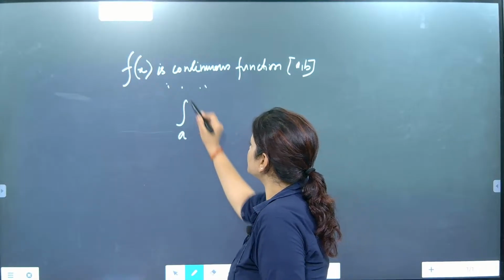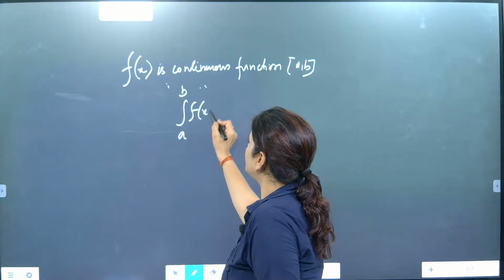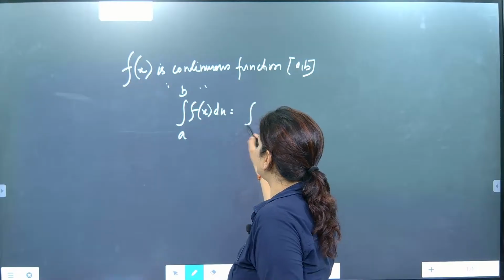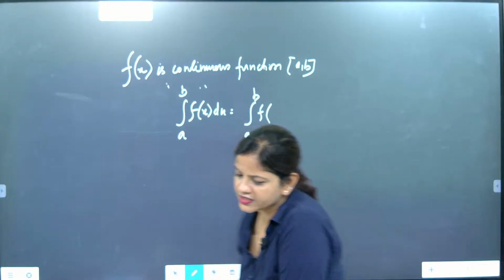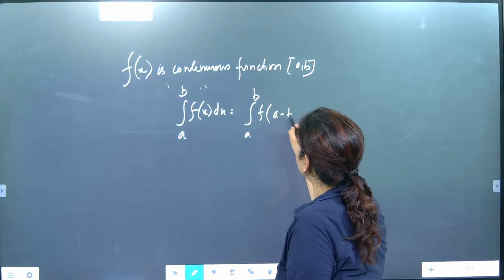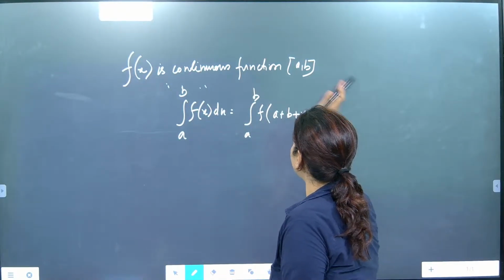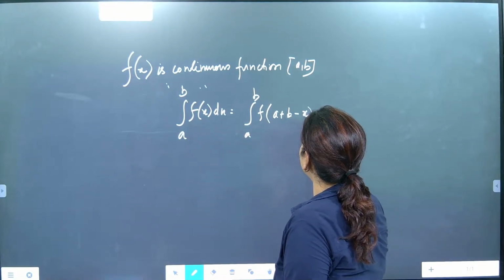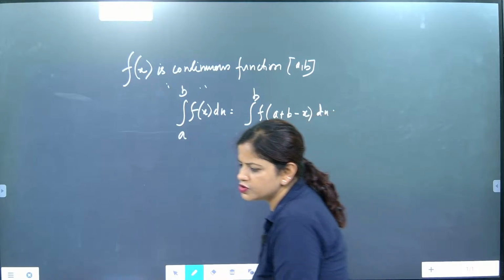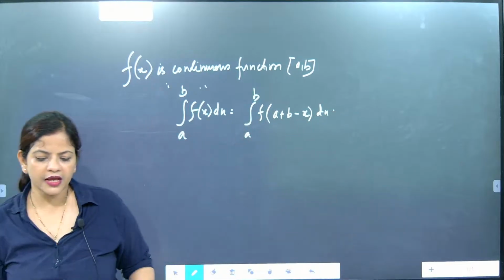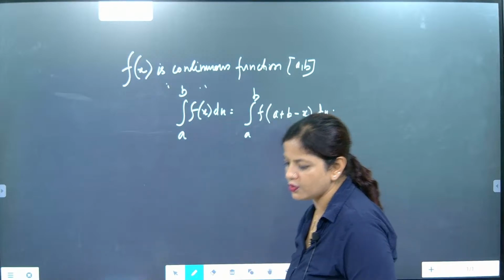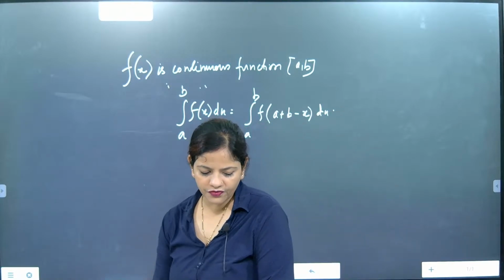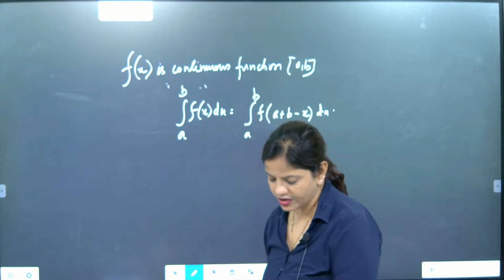Then here in school they might have taught you integral a to b f of x dx is equal to integral a to b f of a plus b minus x dx. This is one of the most crucial properties. A plus b minus x dx. Understood? This is one of the most crucial properties I told you, and this property will be definitely helping you for solving many different types of questions.